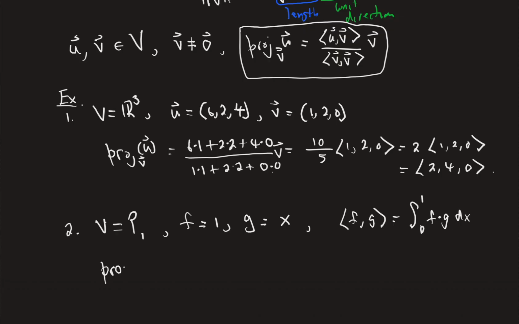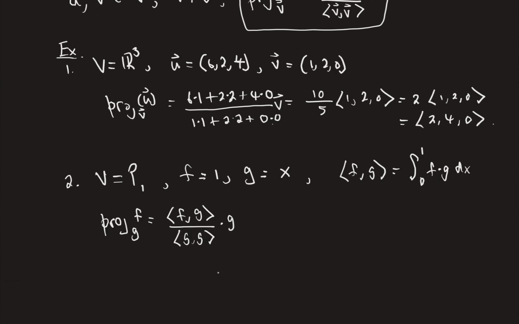So the projection of f onto g is going to be the inner product of f and g, over the inner product of g with itself, and then times g. Because this inner product requires an integral, there are going to be two integrals that we have to do. So let's do the inner product of 1 and x, my f and g functions respectively.